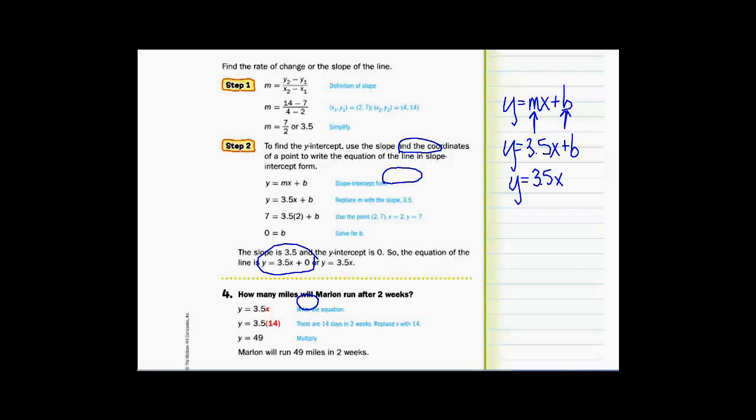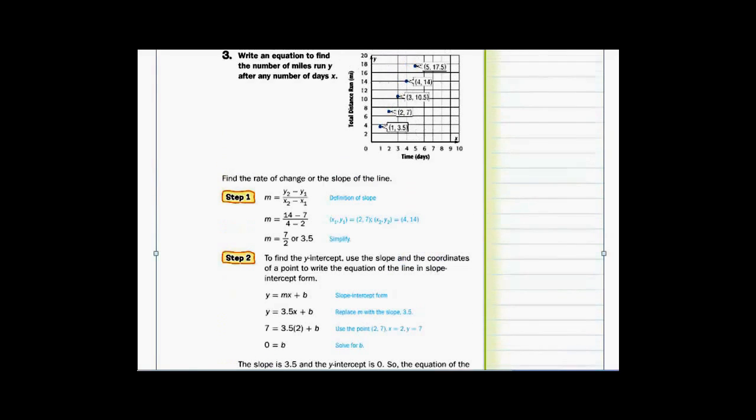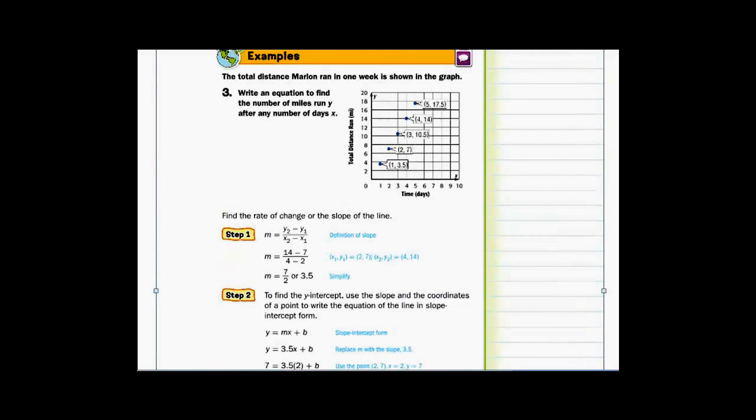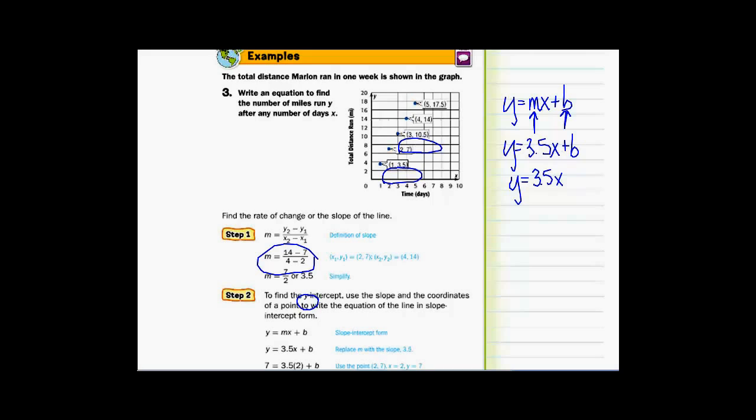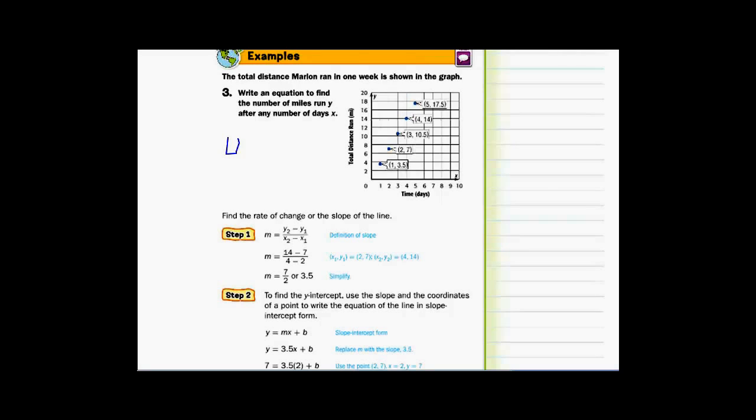So let's go back to the top here so that we can see this. And I want you to use a little bit of common sense that goes with this. Okay, let's clear this off. Write an equation to find the number of miles run. So that is a total, right? So that's going to be my y equals for after any number of x days.